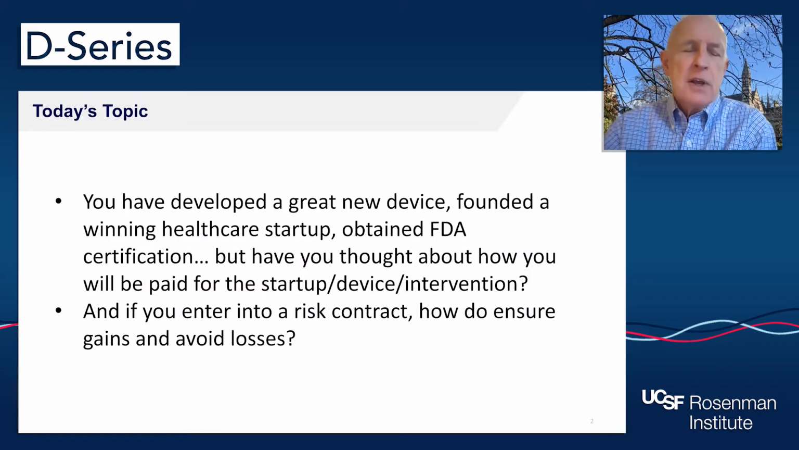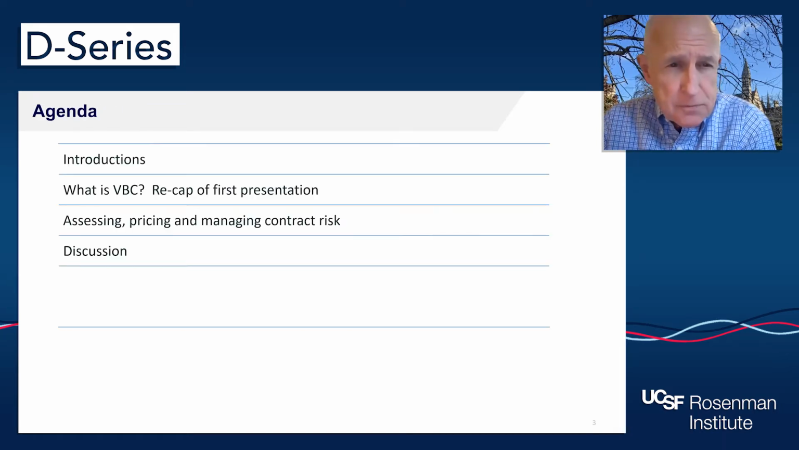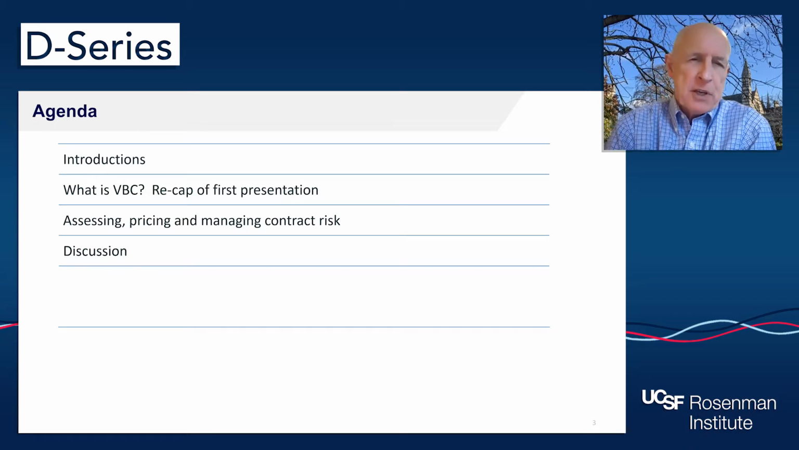So I'll move on here. This is today's topic. Last time when we did the presentation, I began by saying that you're an entrepreneur, you've developed a great new device, founded a startup, obtained FDA certification. Have you thought about how to get paid for your device, your startup, whatever? And today we add the additional bullet here: if you enter into a risk contract, how do you ensure that you actually get paid for the value that you create, and that you capture the gains and avoid the losses? So we'll talk a little bit first about what value-based contracting is, just a recap of the first part of the series, and then talk about assessing, pricing, and managing contract risk.